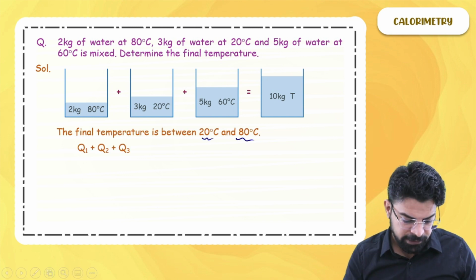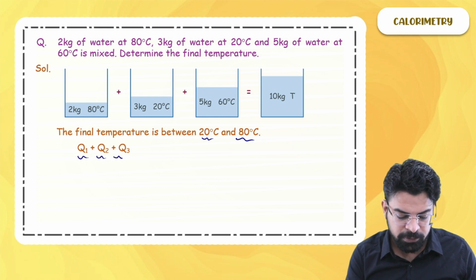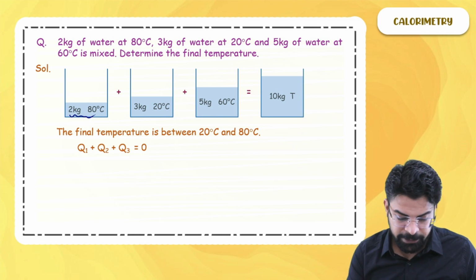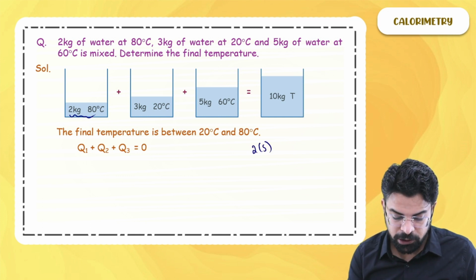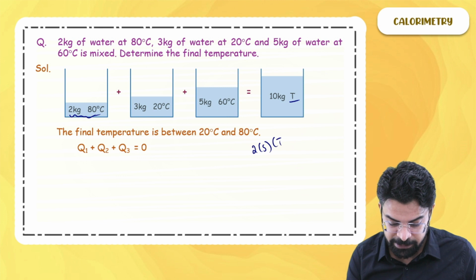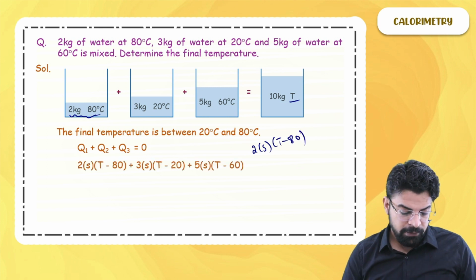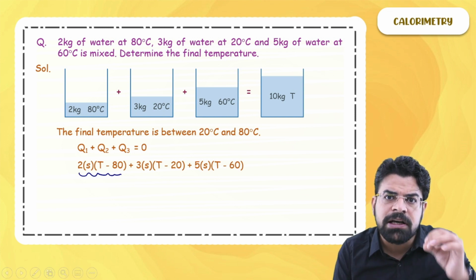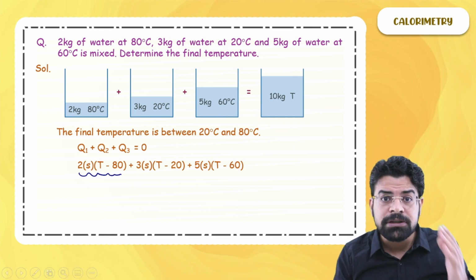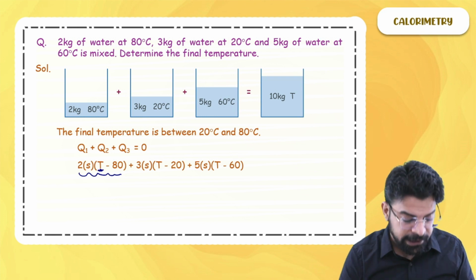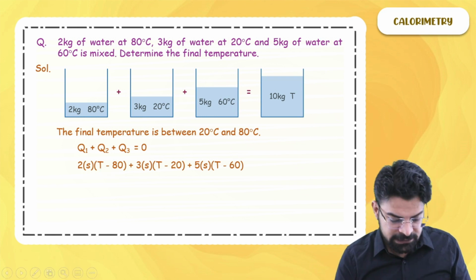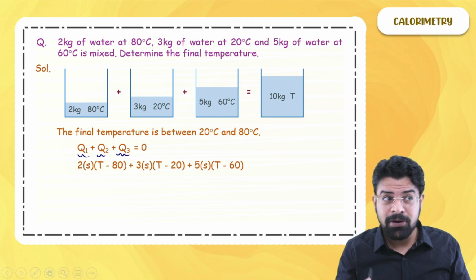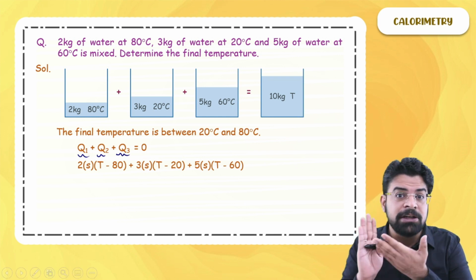So the final temperature must lie between 20 and 80. We will write the equation as heat given to 1 plus heat given to 2 plus heat given to 3 equals 0. The heat given to 1 will be m S delta T, 2 into S into final minus initial, T minus 80. When I write this 2 into S into T minus 80, I know that this quantity is going to be negative. Sir, how do you know? Because I know that the final temperature will be less than 80. But beta, doesn't it make sense that heat given to 1 plus heat given to 2 plus heat given to 3 is 0 when only some of them have to be positive and some of them have to be negative?